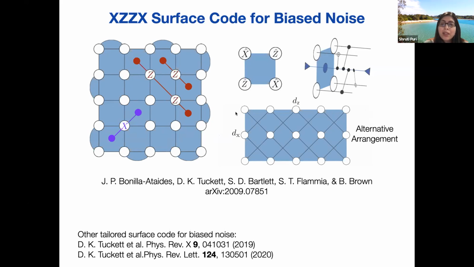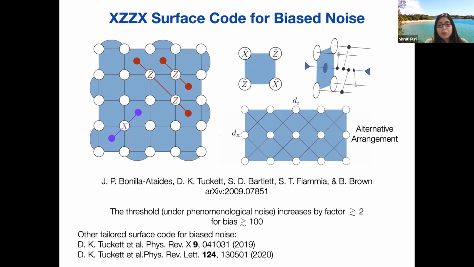But of course, having that big of a bias is experimentally not possible. So there's, you can pick an optimum dx dz depending on how much bias you have in your system. Okay. Now, what they have shown is that for this XZZX code, you can that's pretty awesome. So we have increased, I mean, they have increased the threshold.